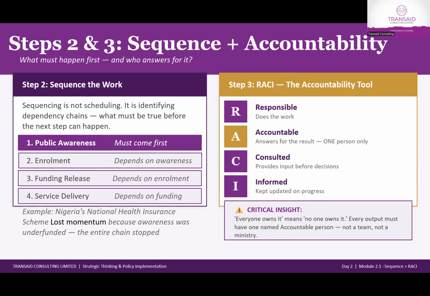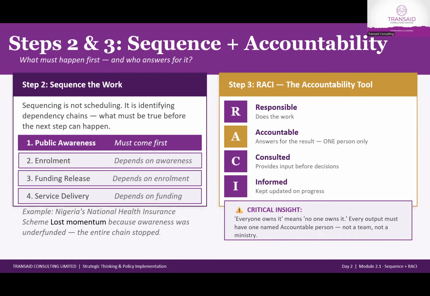The C is consulted. This person provides input before decisions are made. You are working on IT. The head of IT, you have to consult them, get them involved because they are subject matter experts. You are working on finances. The chief financial officer should be consulted.